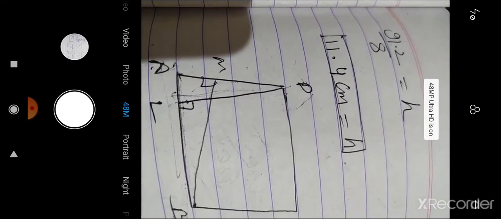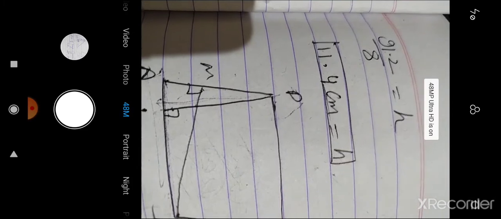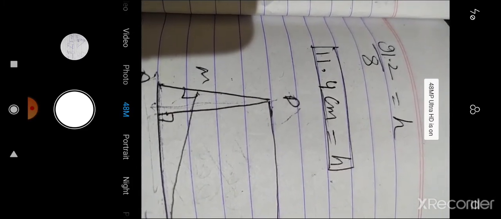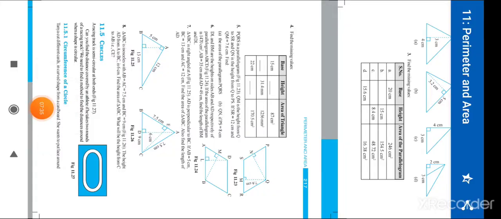In this way you can solve its next question. Both the questions are similar. Now we are going to move to question number 7, and seventh question is triangle ABC is a right angle triangle at A. Figure 11.25, AD is the perpendicular to BC. If AB is equal to 5 centimeter, BC is equal to 13 centimeter, and AC is equal to 12 centimeter. Find the area of triangle ABC.